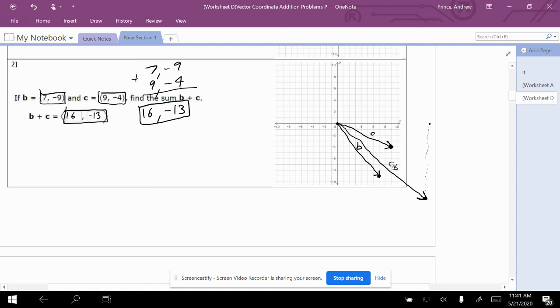Now we'll see in a couple of the other examples I'll post that vectors in opposite directions are going to cancel out, and vectors that are in the same direction are going to increase.